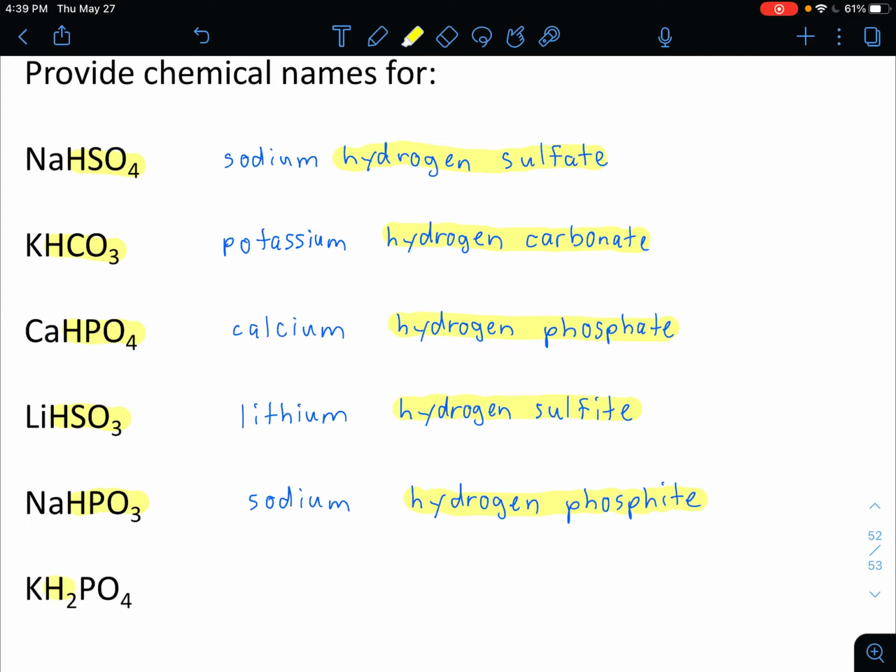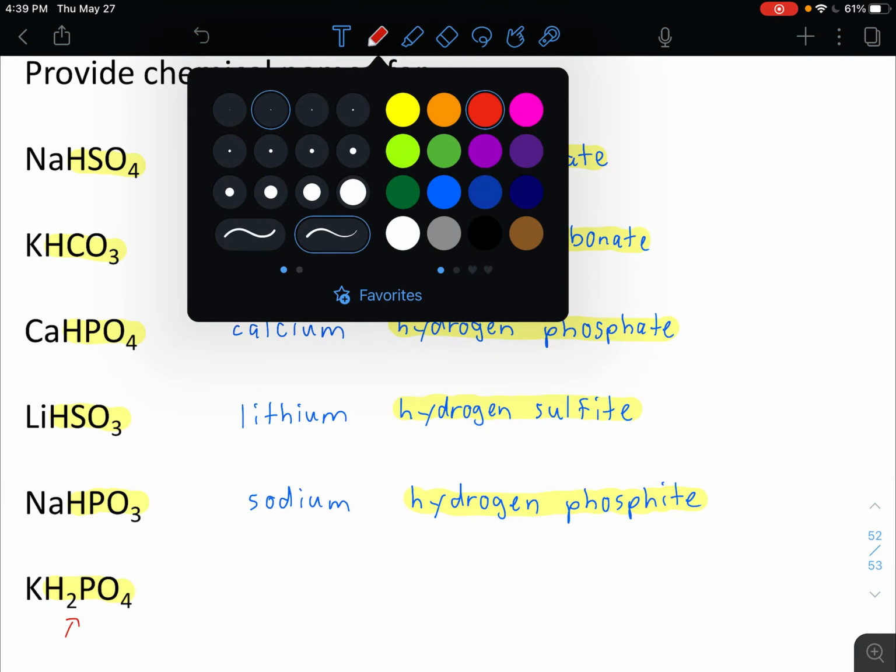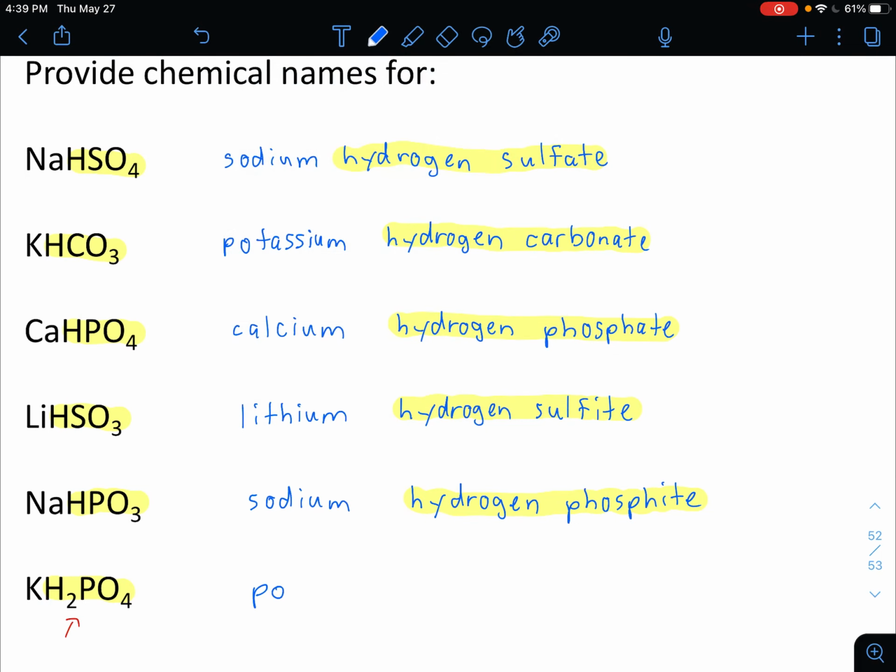This last one, H2PO4. So because there are two hydrogens, this is going to be dihydrogen, and it's PO4, so phosphate. So this will be potassium dihydrogen phosphate.